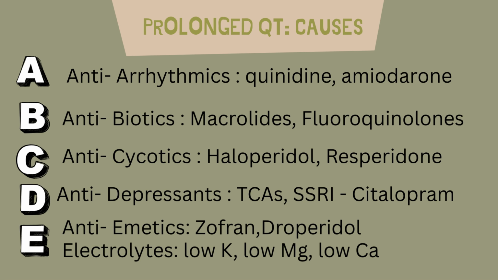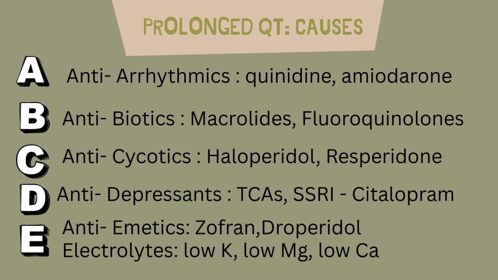So what causes a prolonged QT? Who the hell knows? No, I'm just joking. Think A, B, C, D, E. A for antiarrhythmics: class 1A like quinidine or procainamide, and class 3 like amiodarone or sotalol. B for antibiotics, especially macrolides like erythromycin and clarithromycin, and fluoroquinolones also.